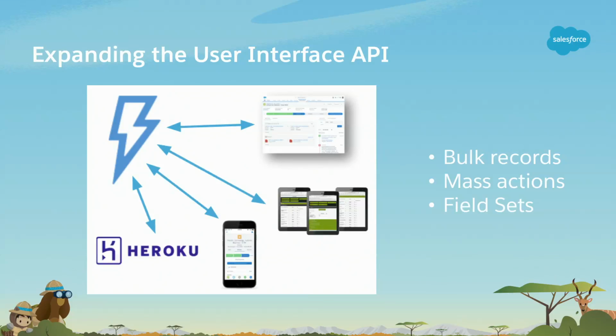Here are 3 examples of new capabilities that are going to be coming with the User Interface API. One is around bulk record support. So you want to be able to, let's say, save 50 records simultaneously of different entity types. I do too. The User Interface API will allow you to do that. It's also going to provide support for mass actions. I want to do an update across these 50 records. It's also going to support field sets. I want to get information back about those field sets and the configurations that the admins have done to those field sets in order to power my application.